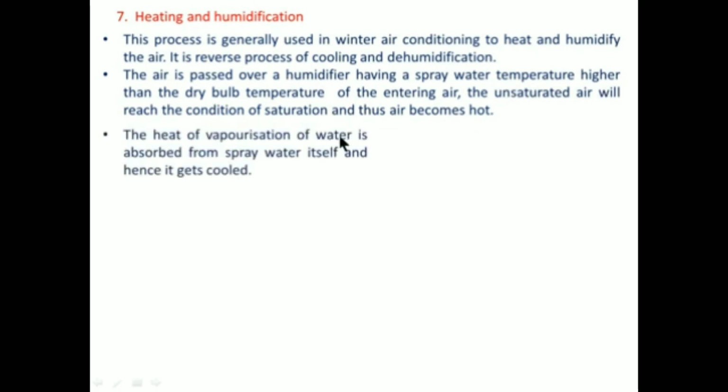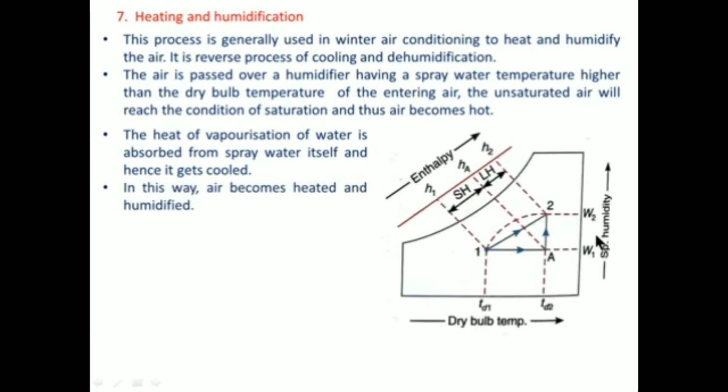So the heat of vaporization of water is absorbed from spray water itself and hence it gets cooled. So water gets cooled and air gets heated. In this way air becomes heated and humidified. So this is the diagram which shows the process of heating and humidification from point 1 to 2. So the actual process is from point 1 to 2 in this curve, in form of this curve. But as endpoints are important, so we consider it as a line 1 to 2.